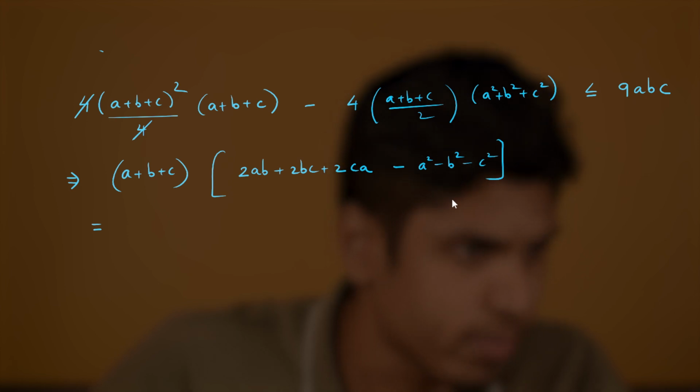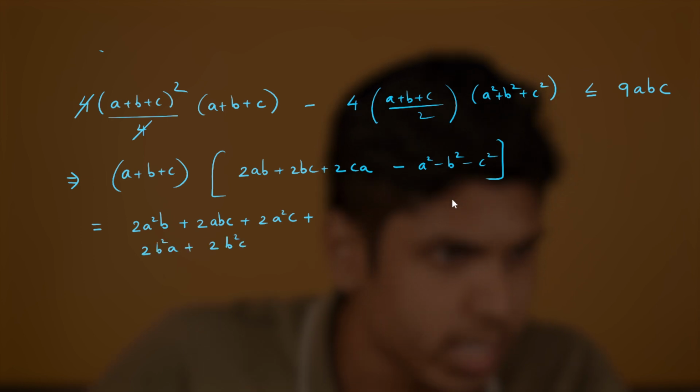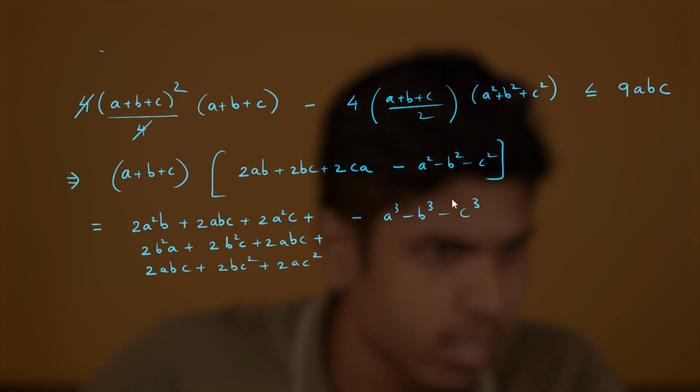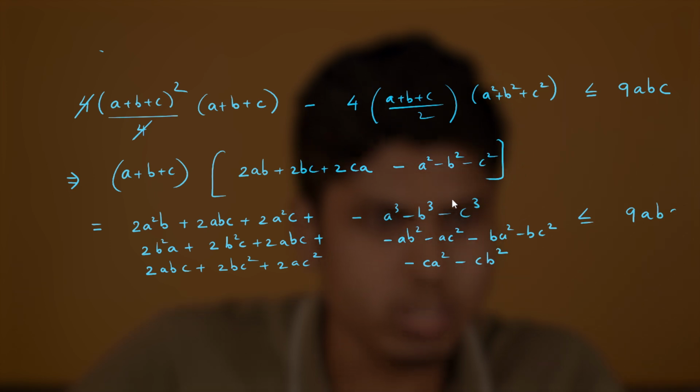When you expand this one, you would get 2a square b plus 2abc plus 2a square c plus 2b squared a plus 2b square c plus 2abc plus 2abc plus 2bc square plus 2ac square, minus a cube minus b cube minus c cube, and then minus ab square minus ac square, minus ba square minus bc square, minus ca square minus cb square, to be less than or equal to 9abc. So this is our to-prove statement.